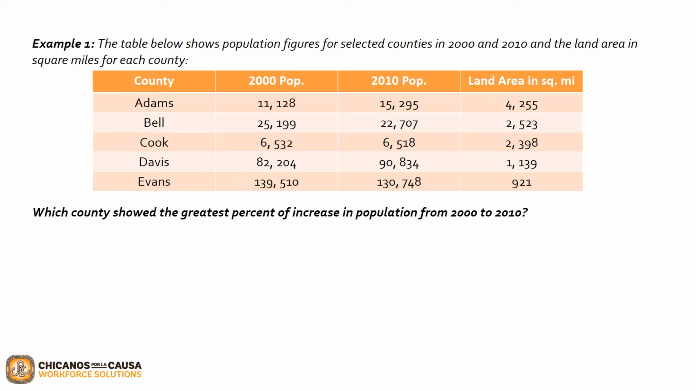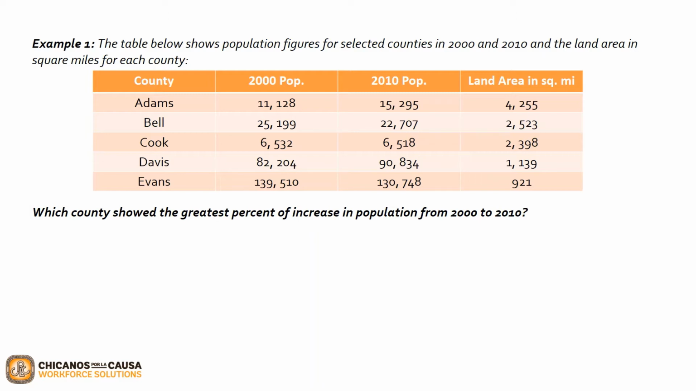Example 1. The table below shows population figures for selected counties in 2000 and 2010, and the land area in square miles for each county. Which county showed the greatest percent of increase in population from 2000 to 2010?